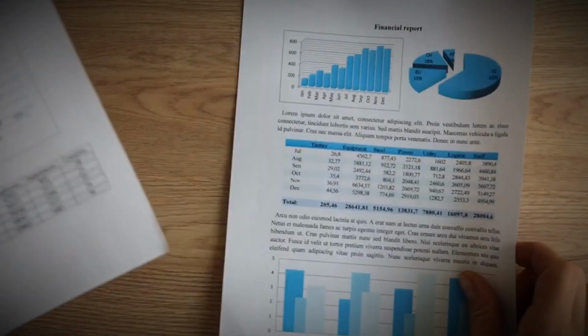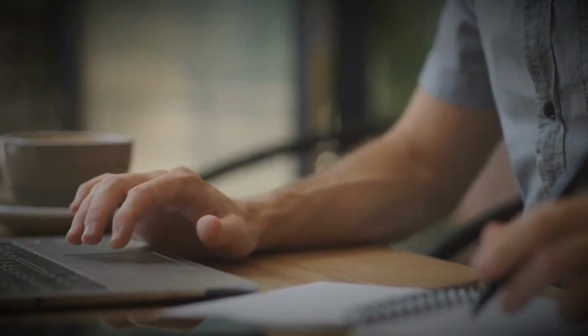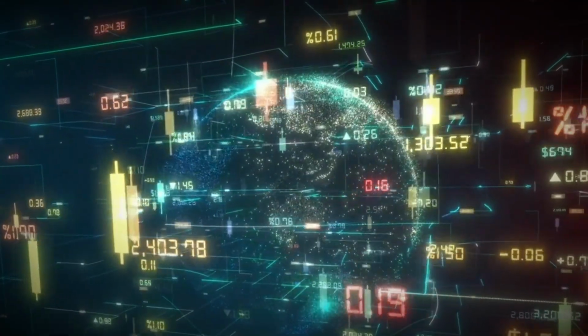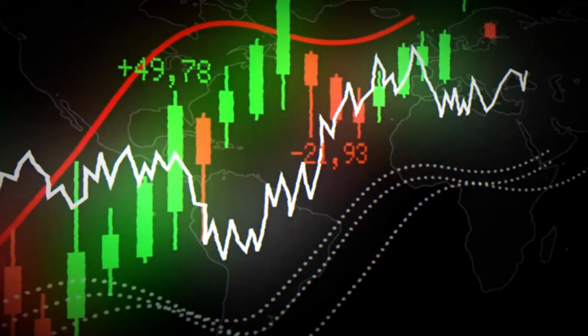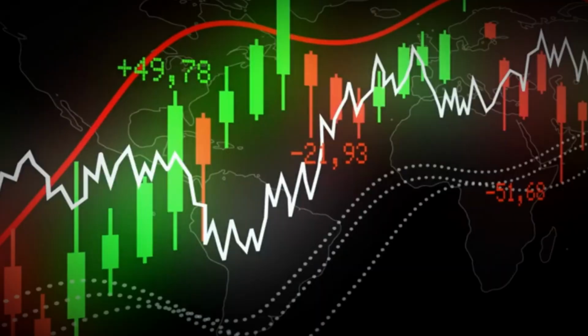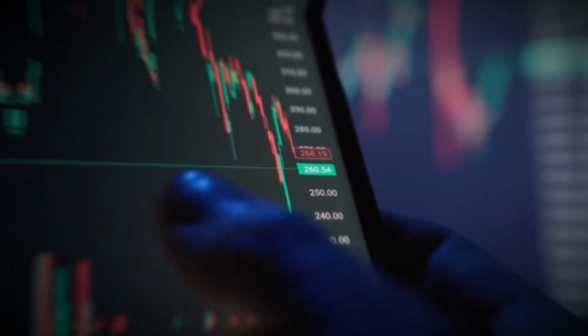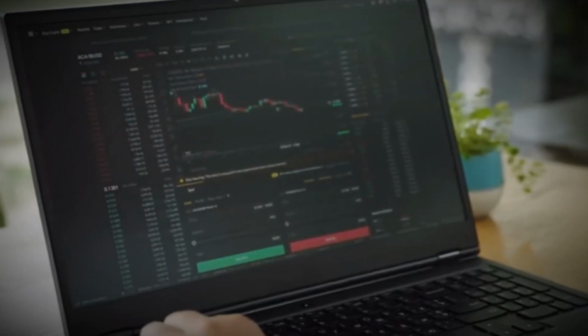If a doji appears after a strong trend, it can be a warning that the trend is losing energy and a reversal or a pause might be coming. If you also see long tails on that doji, it means price moved up and down but ended up going nowhere. That's confusion, and confusion often comes before a change.